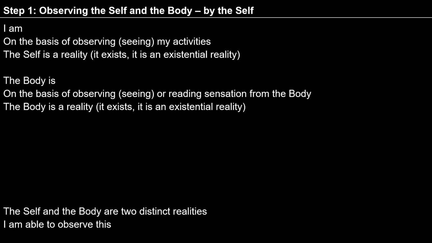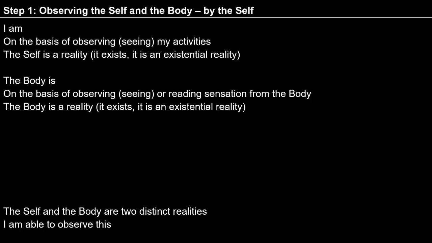So in step 1, we are trying to see that I exist and body also exists. This we have to observe directly using our potential as a pure observer. I exist because there are activities going on in me which are not physiochemical activities, like desire, thought, expectations. Body exists because there are activities going on in the body which are physiochemical activities. So I exist and body exists.